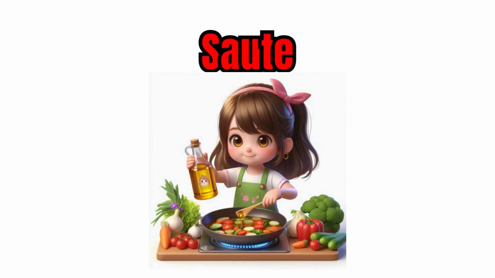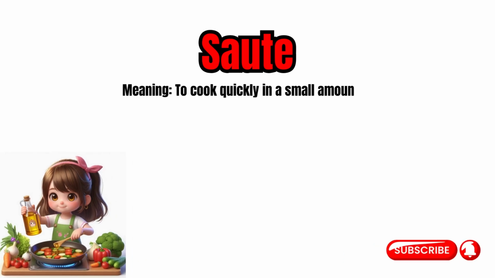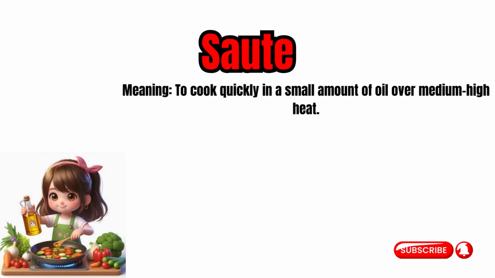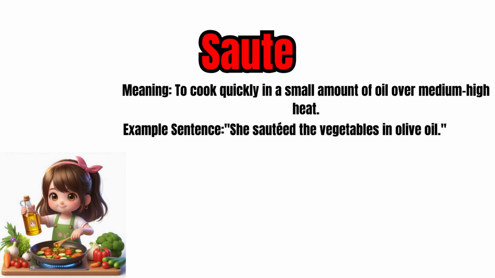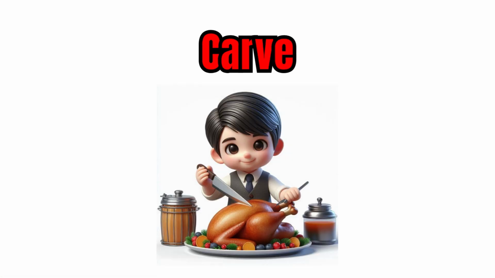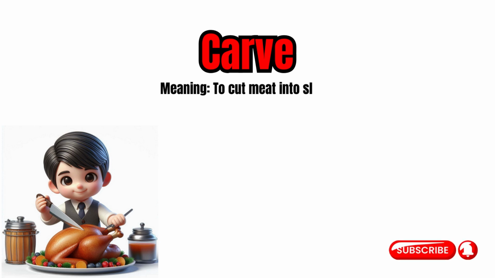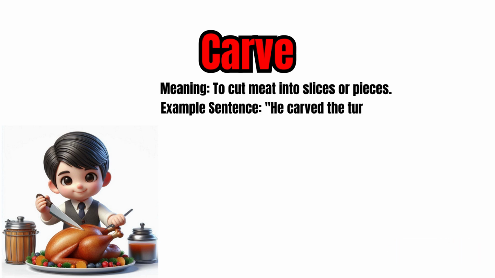Sauté, meaning to cook quickly in a small amount of oil over medium-high heat. Example sentence, she sautéed the vegetables in olive oil. Carve, meaning to cut meat into slices or pieces. Example sentence, he carved the turkey at the table.